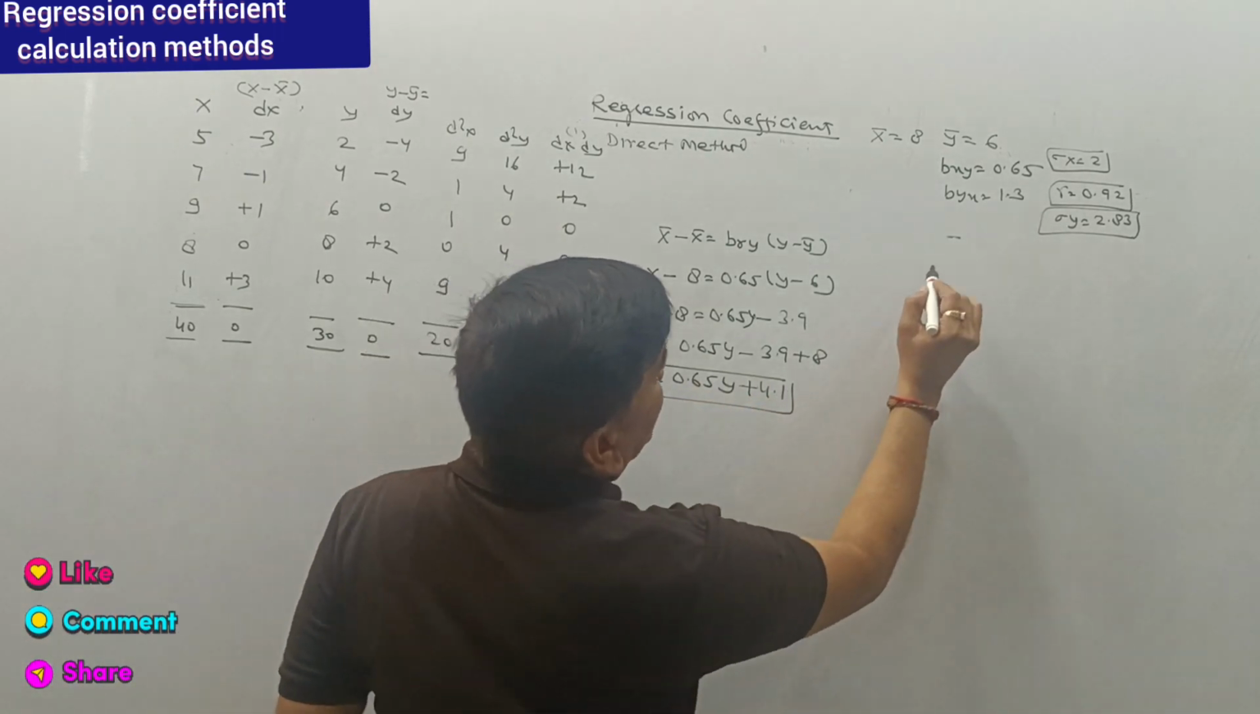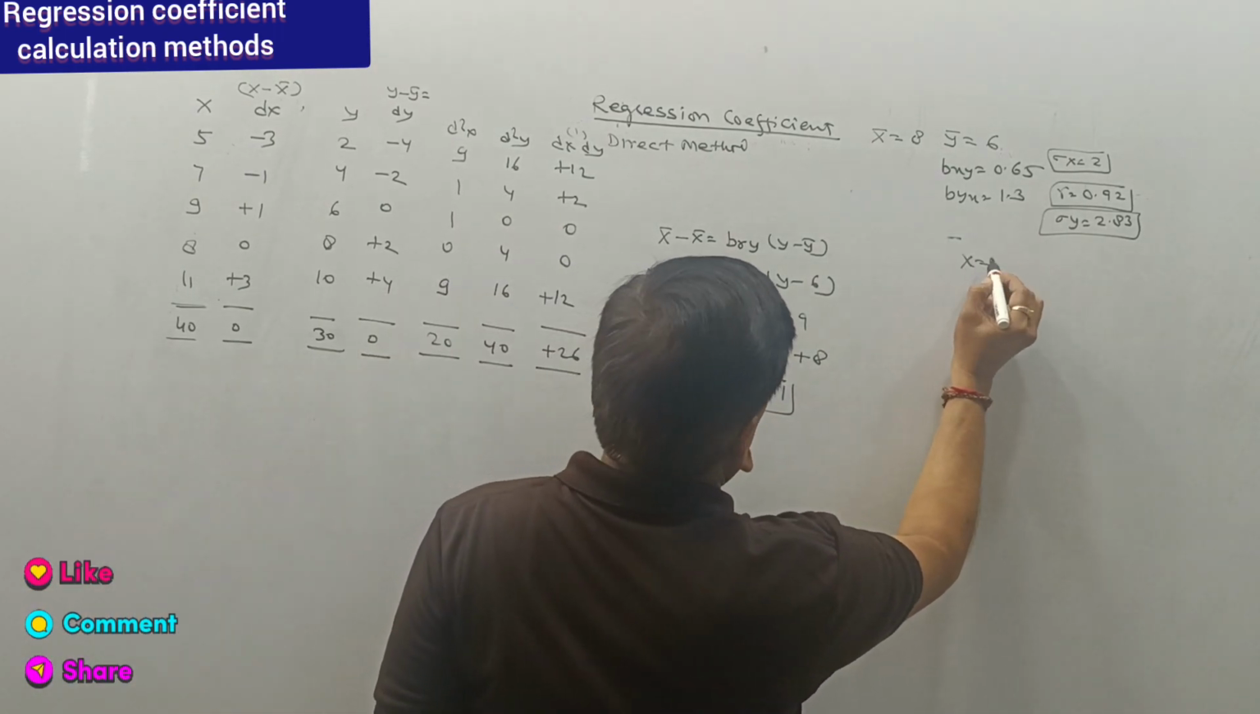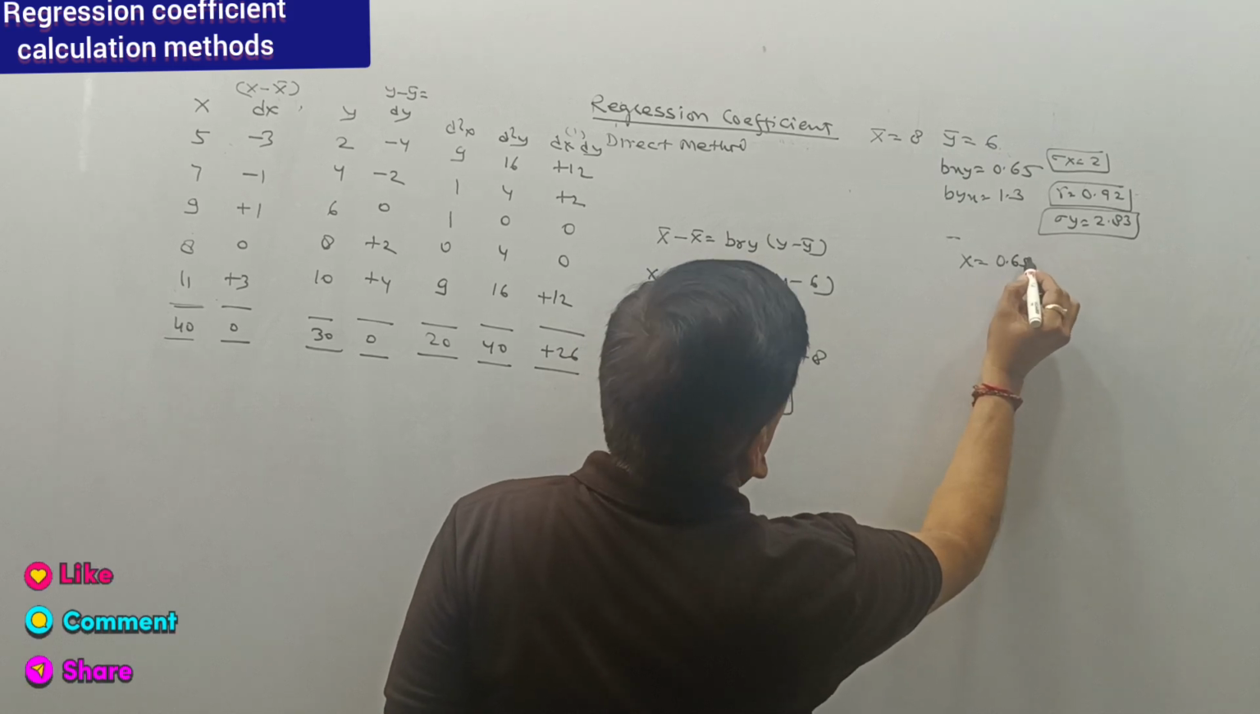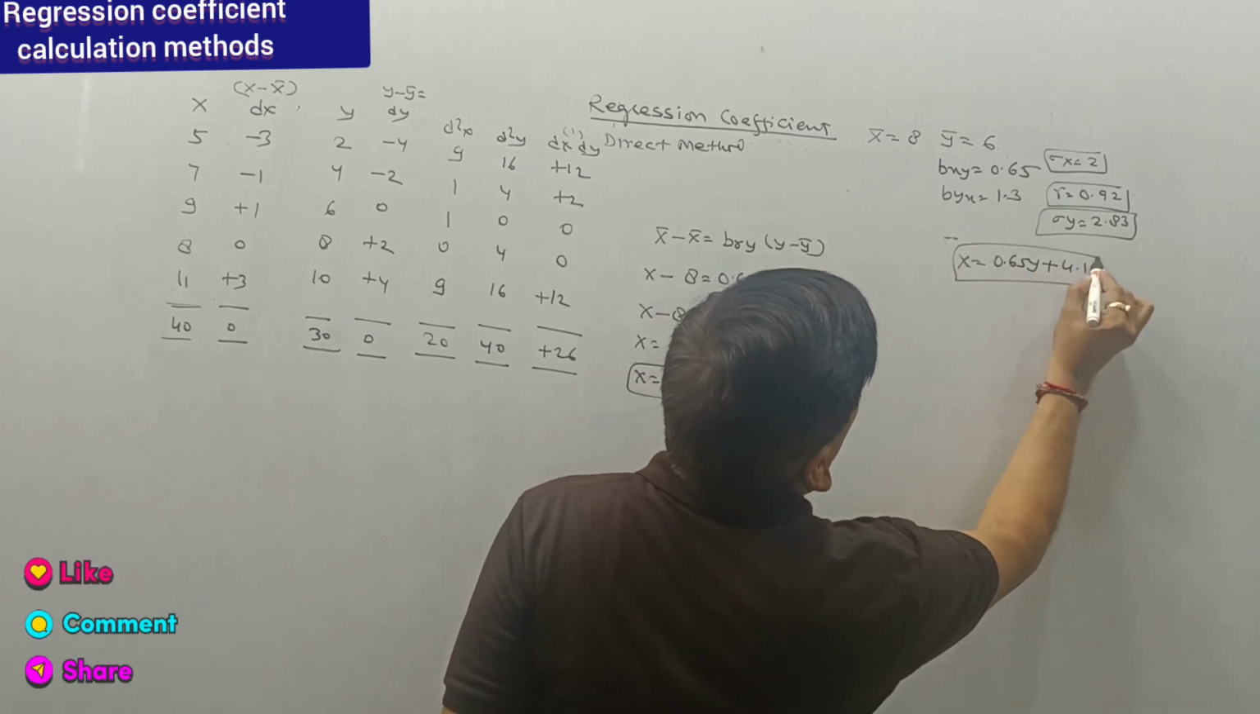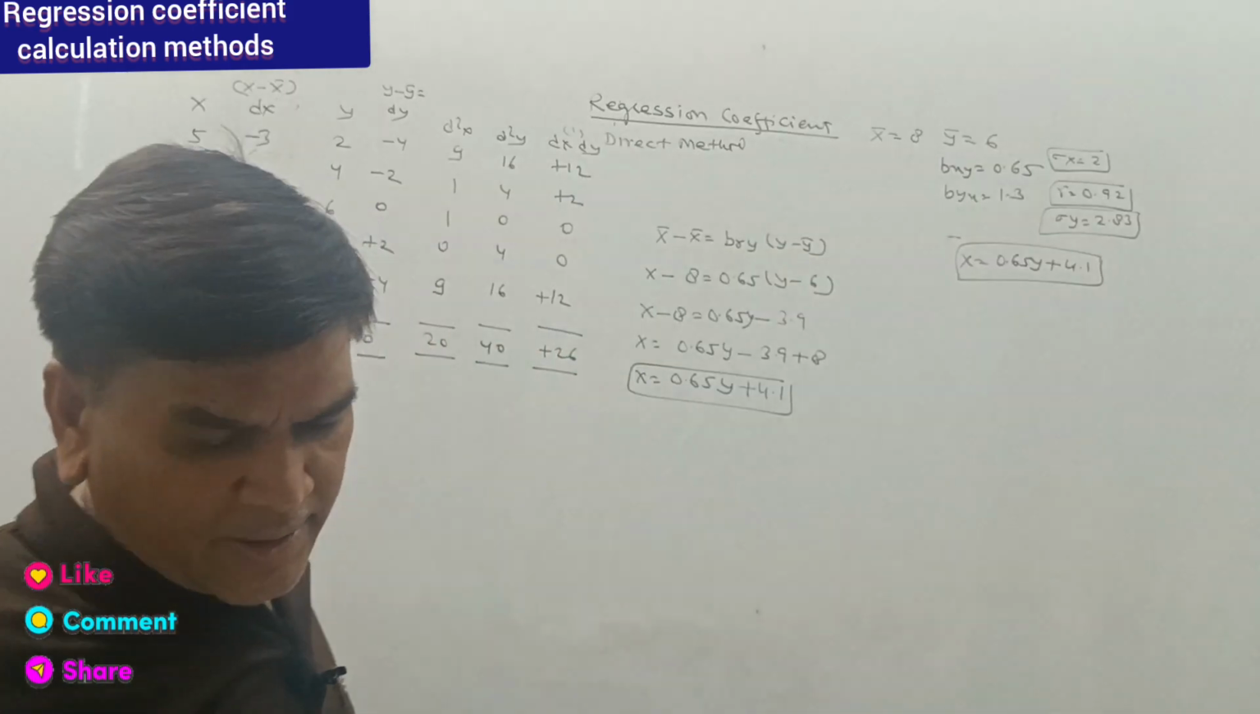So this is x on y: x is equal to 0.65 y plus 4.1. This is x on y.